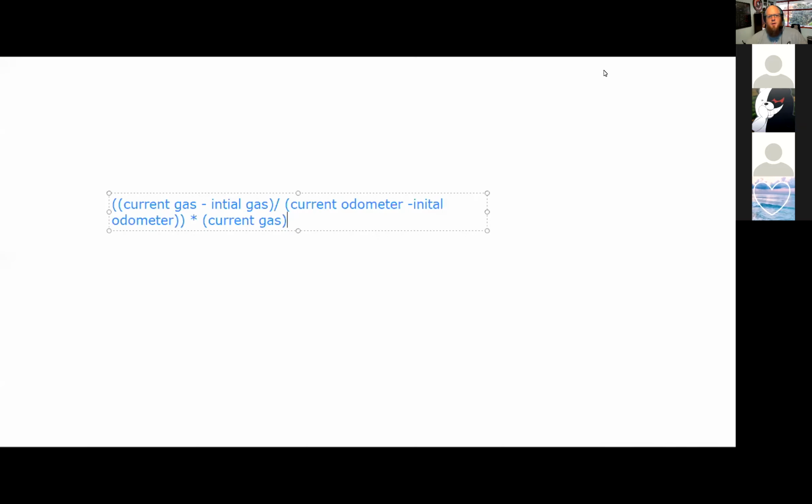Who wants to share? Whoever's typing, you can drag over that text box somewhere to the right if you need to, just to get it all on one line. That is a big equation. Current gas minus initial gas, divided by current odometer minus initial odometer, times the current gas.